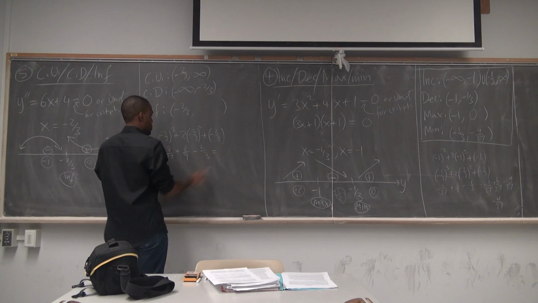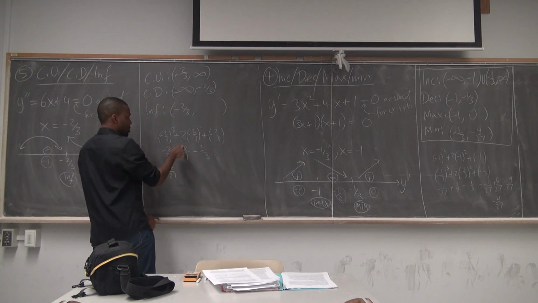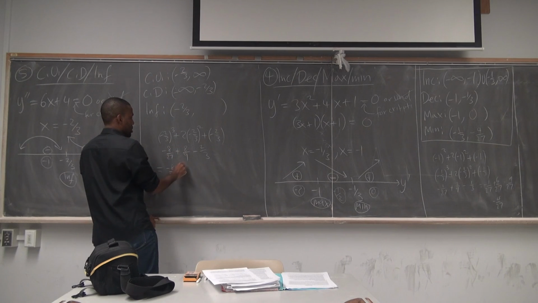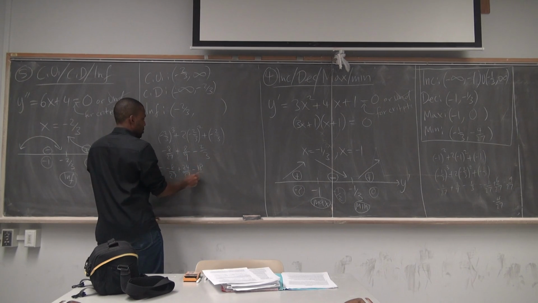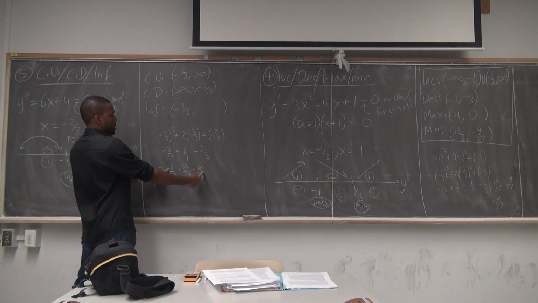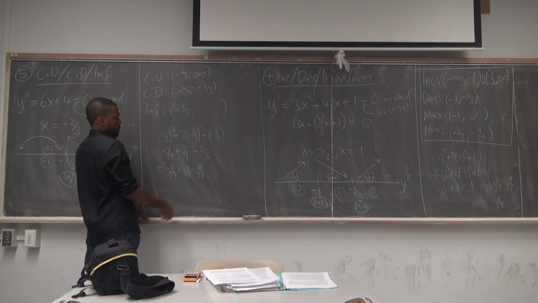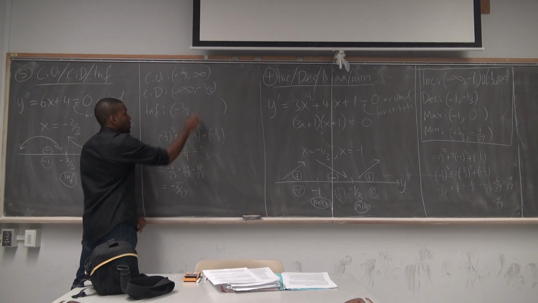Same idea, create the common denominator, so it's minus 8 over 27. Multiply this by 3 over 3, get 24 over 27. Multiply this by 9 over 9, minus 18 over 27. So what is that, sir? Minus 26 plus 24 is minus 2. So I get minus 2 over 27.